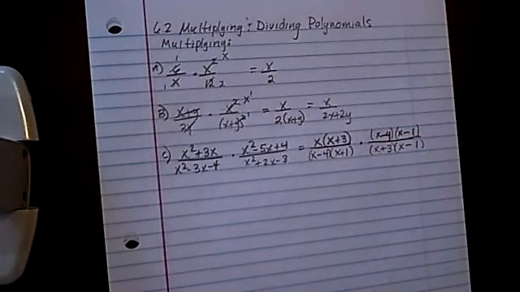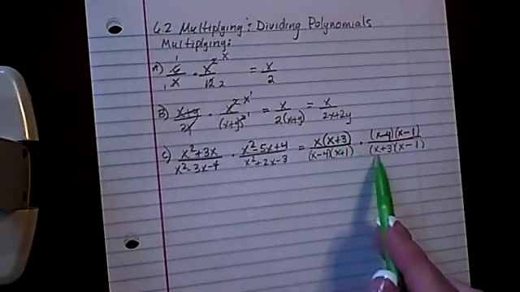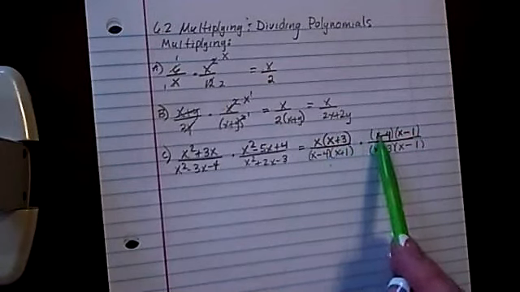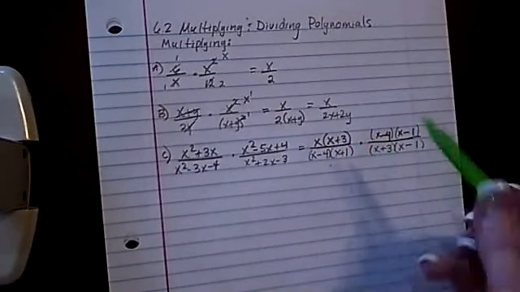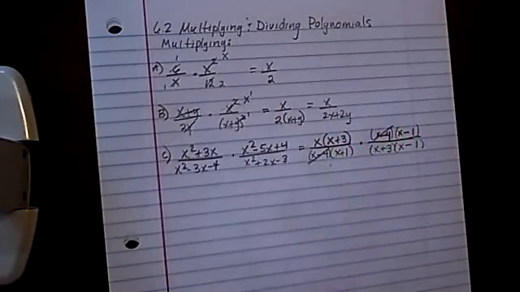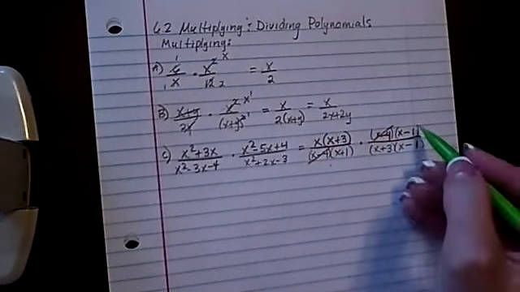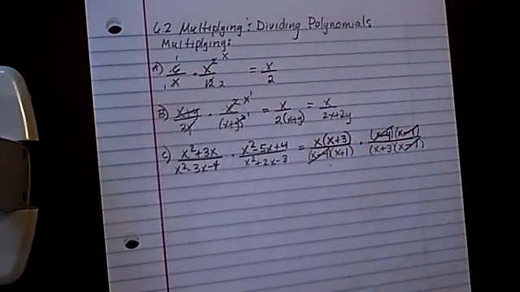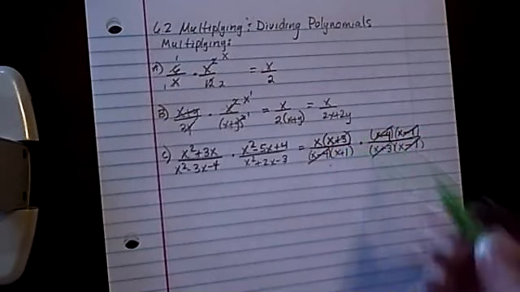So your first step is to factor everything out first. Then remember, I can cancel anything top and bottom, whether it's across or straight up and down. I just can't cancel straight across. Okay, so we have an x minus 4. We have an x minus 1. We have an x plus 3.